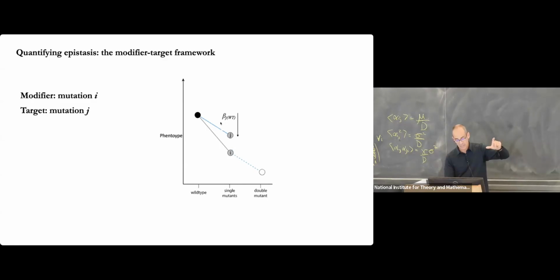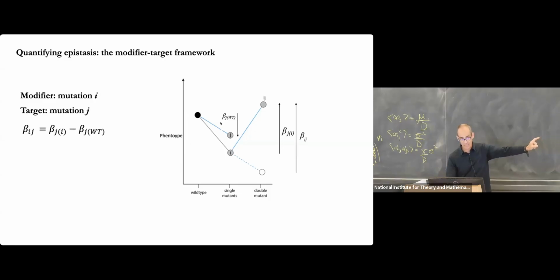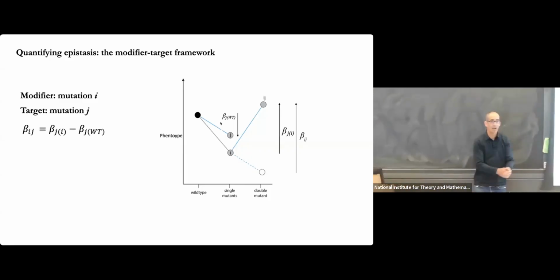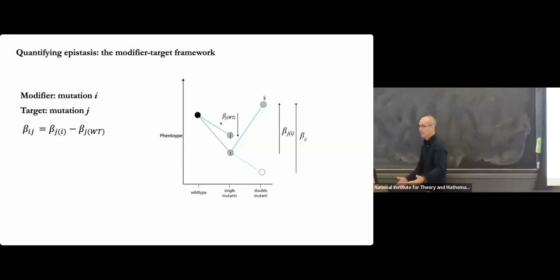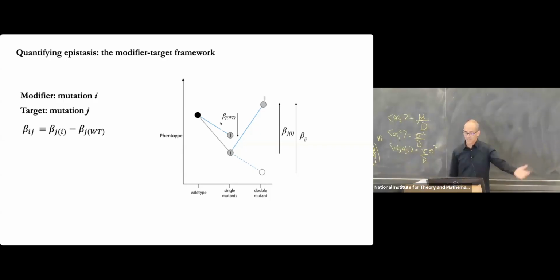But suppose that on the background of I, mutation J, giving genotype IJ, gives you this phenotype. Then there's epistasis. And we can calculate the epistasis term as the difference between the effect of the mutation in the wild type background versus the modified effect in the background of I. Okay? So I is the modifier, J is the target.